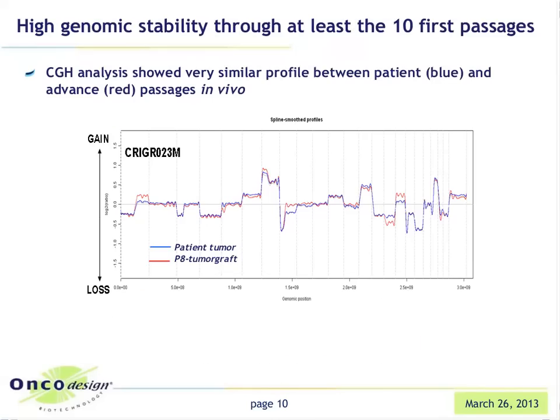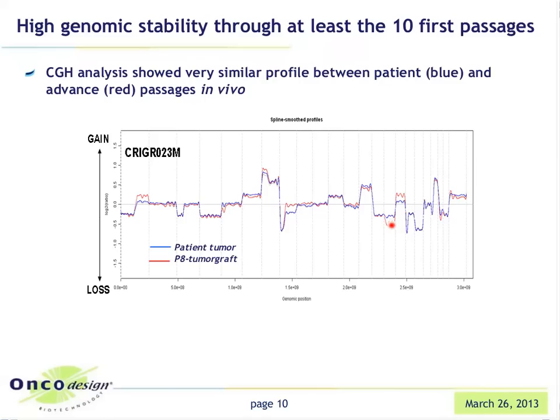The first molecular analysis is a broad analysis, a CGH array analysis, and on this graph you can see that in blue this is the profile of the patient, and in red this is the tumor graft, and you can see that the profile is very similar. When we have an amplification, this is conserved among the passages, and when we have a deletion, this is also conserved. There is very few difference, and when there are differences, this is in the same order.